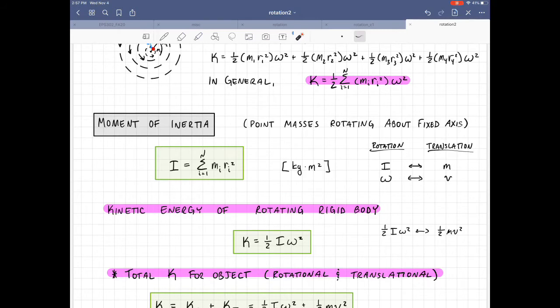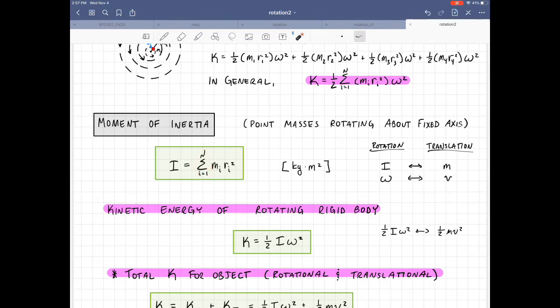So the moment of inertia, I, is just the sum of all of these terms, m sub i, r sub i squared. Every mass that you have, multiply that by how far it is from the rotation axis you're considering. So r is how far from your rotation axis, and then you square that r, and then you add up each of those terms. That's what the summation sign means.